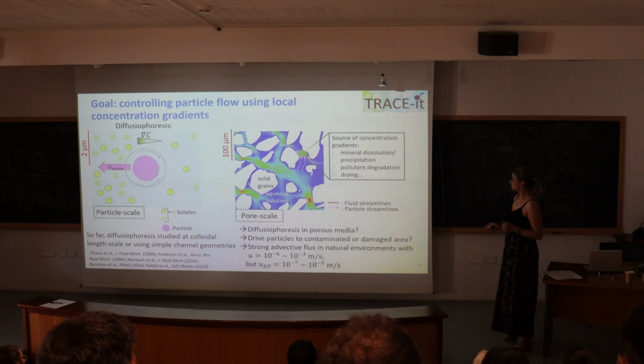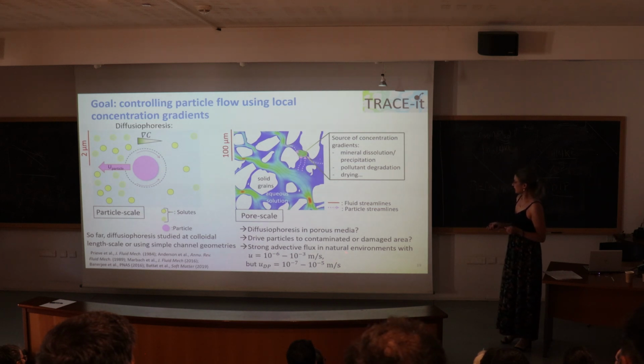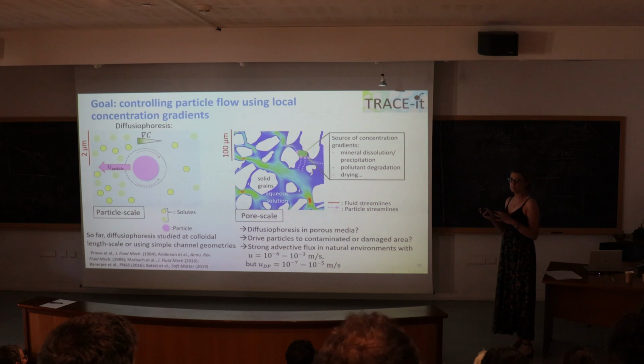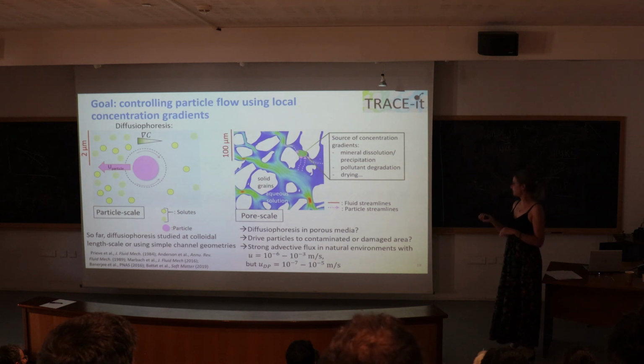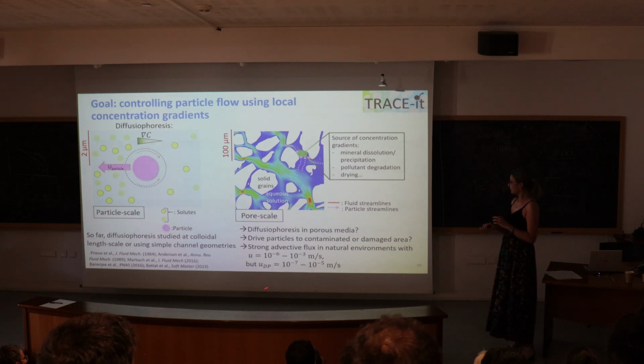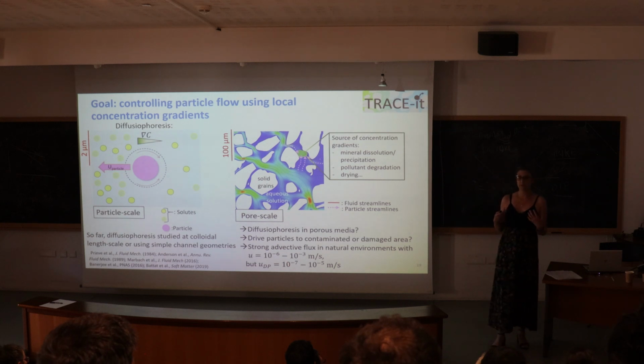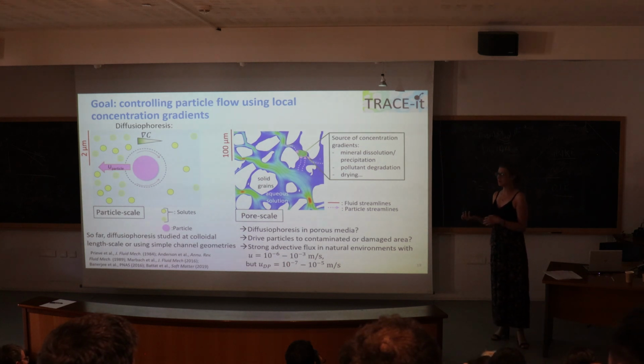One of the questions is that in porous media we have advective flux in natural environments, not super strong, with velocities usually around micrometer to millimeter per second. And diffusophoresis velocities are mostly in the range of micrometer or less per second. So we don't know if diffusophoresis will actually have an effect in the kind of environment that we are looking at.